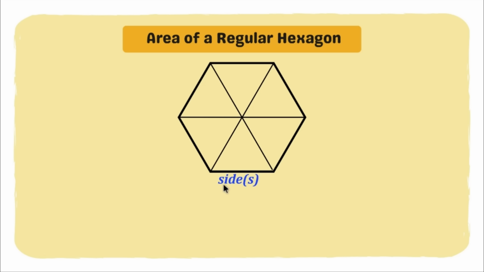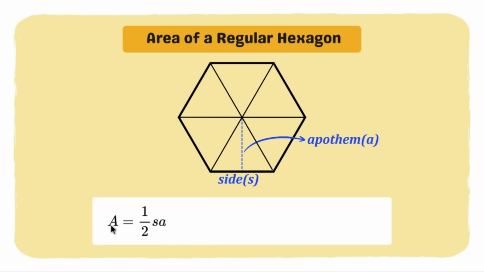Now, we have here the side of one of this triangle. And then, of course, we have the apothem, which will be serving as the height of this triangle. So, the formula will now be area is equal to 1/2 side, which is the base of the triangle, and then the apothem, which is the height of the triangle. So instead of base times height, it will now be S times A. Pero since there are how many triangles here? There are 6, so we just multiply it by 6.